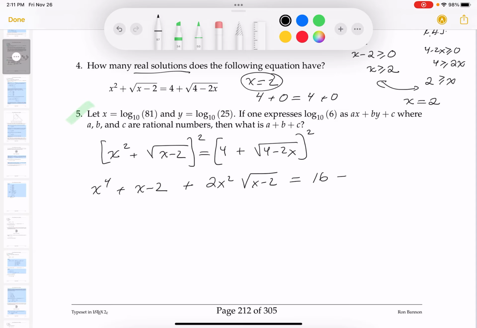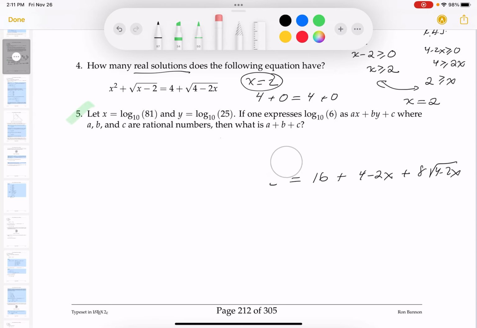I think probably at this point in time, you're guessing that things are not going well for you. And what's that going to be? 8 root 4 minus 2x. It's getting longer and the roots are not disappearing. It just looked nightmarish. All right, and what else could you do? You could keep trying to manipulate, but I'll be honest with you, it just doesn't look productive, all right? It looks like a tough one. And that's where a lot of students get lost.